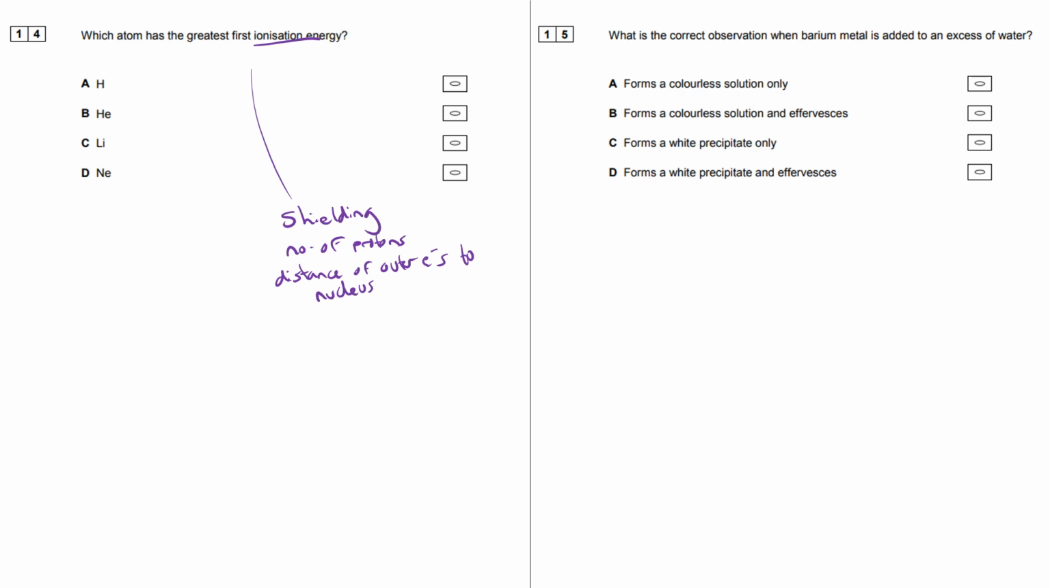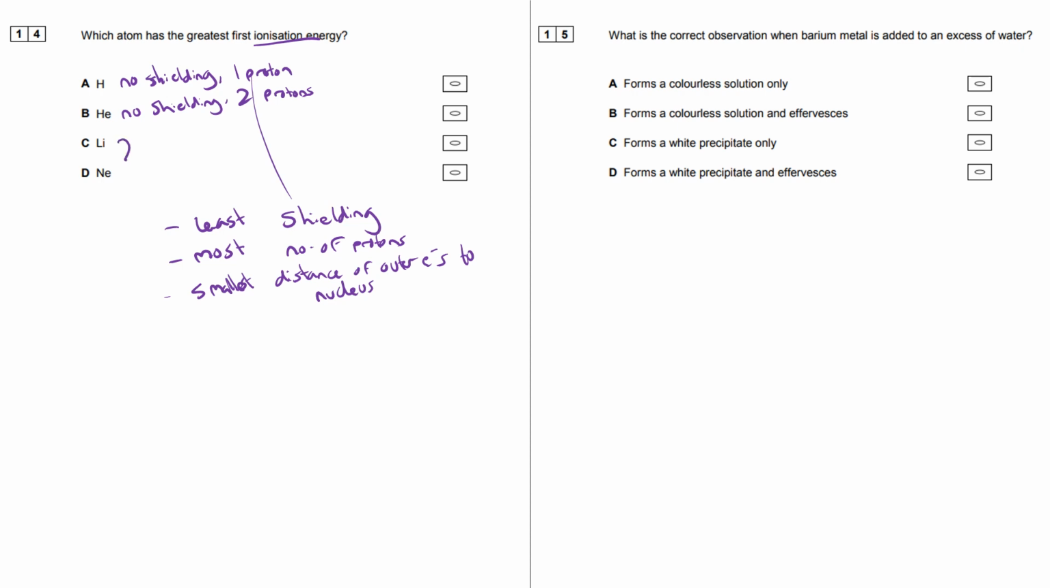So looking at these different atoms, which one has the most protons, the least shielding, and the smallest distance of the outer electrons to the nucleus? That will cause it to have the highest first ionisation energy. So hydrogen has no shielding, but it has one proton. Helium again is in period 1, it's only got one shell or energy level, so it's got no shielding, but helium has 2 protons, so helium would have a higher first ionisation energy than hydrogen.